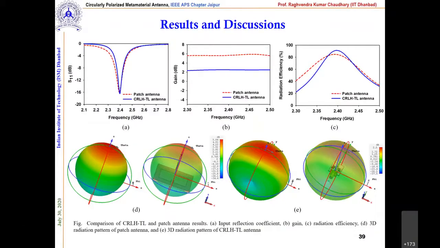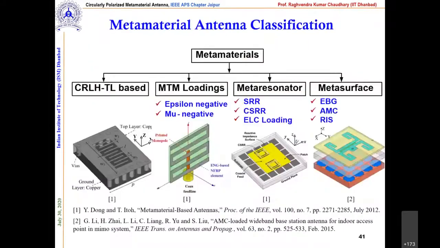Correct. So if you want to classify the antennas, we can classify like this: purely the CRLH transmission line based antenna. Then we have the loading, correct, and we have the meta-resonators. So now, here, completely, we are following the CRLH approach, correct. Later on, if you want a number of bands, correct, if you want to improve a particular band, you are loading with some metamaterial cells, and later on, the idea was extended to metasurfaces as well, and now we are using them for gain enhancement and beam steering as well, correct. So let us try to understand the circular polarization, correct?